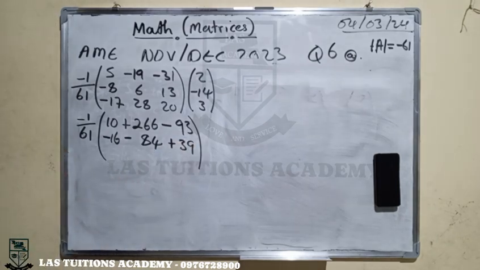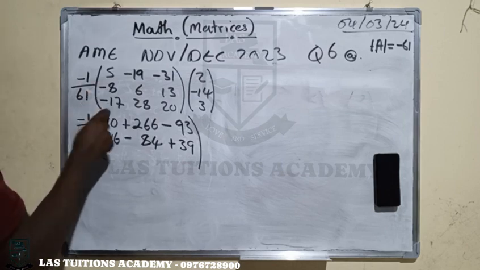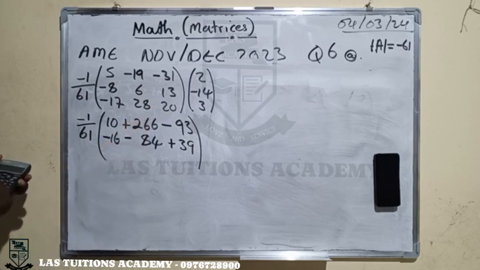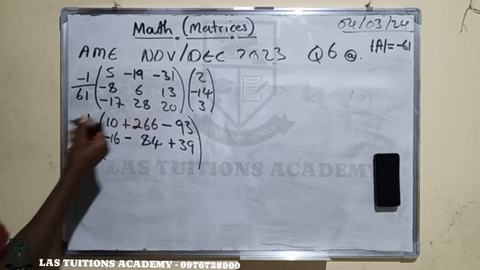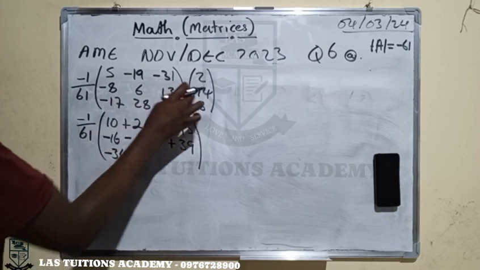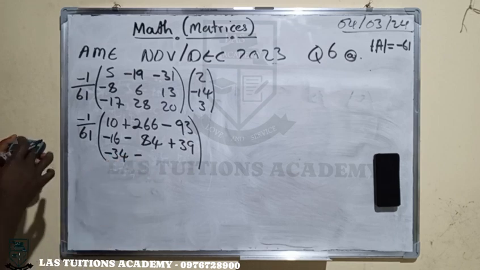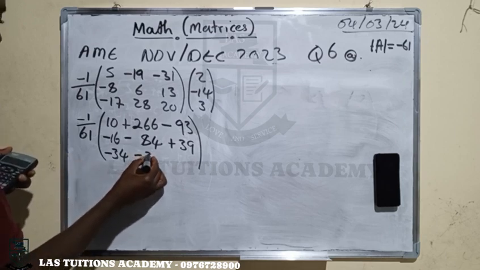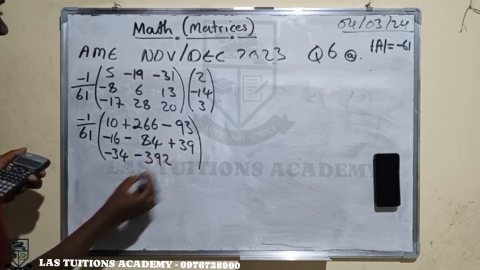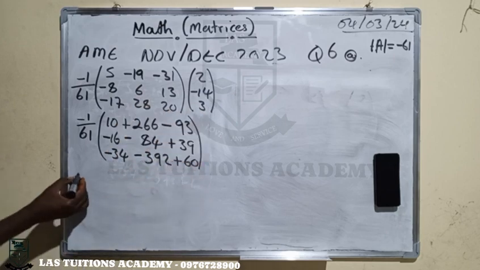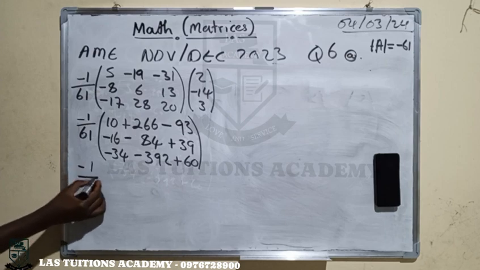Then from there we have negative 17 times 2. So 17 times 2, which is negative 34. Then we have 28 times negative 14. Of course, the answer will be negative. So saying 28 times 14, which will be negative 392. Then 20 times 3, we get 60. So this gives us negative 1 over 61.